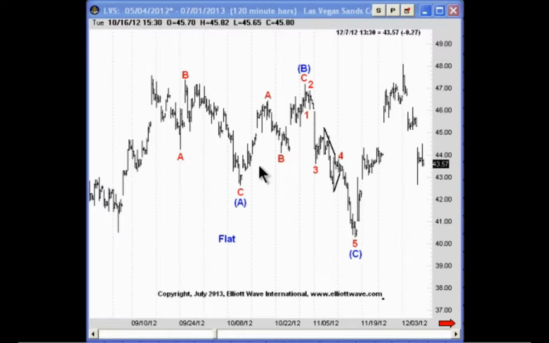Now, there is a variation to this pattern, and that's the expanded flat, and that occurs when wave B ends beyond the origin of wave A, but even then, wave B still subdivides into three waves.